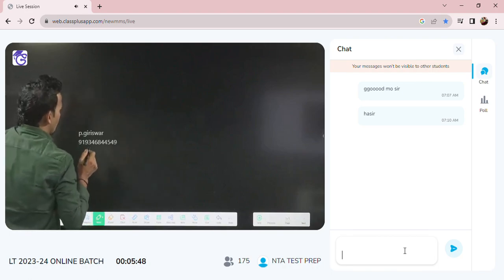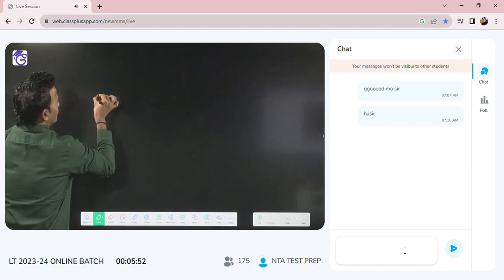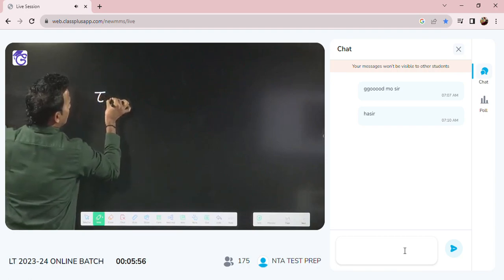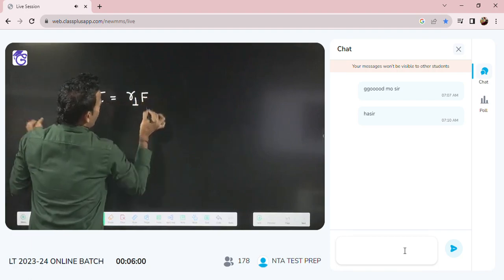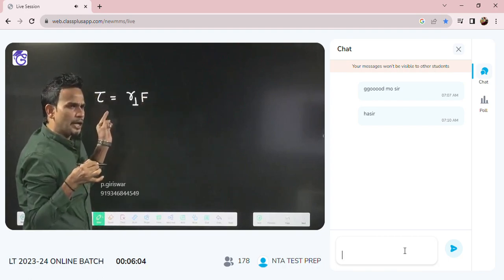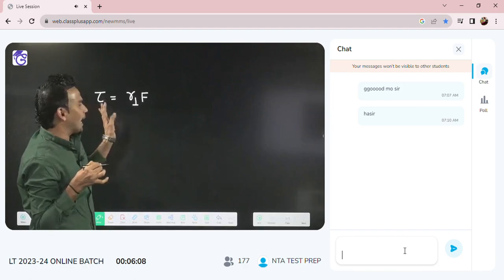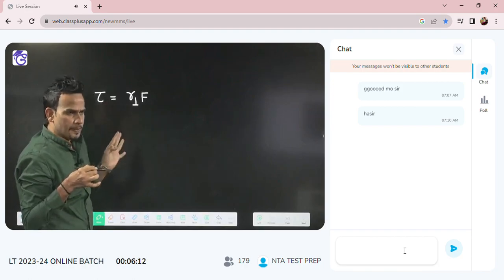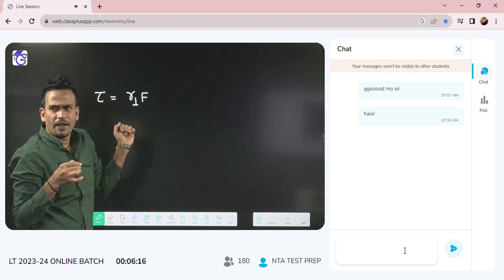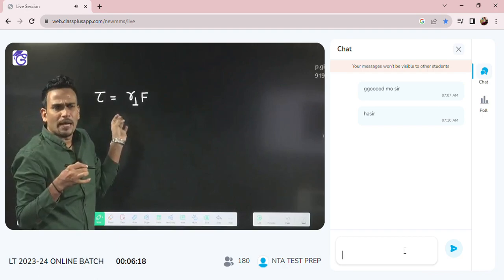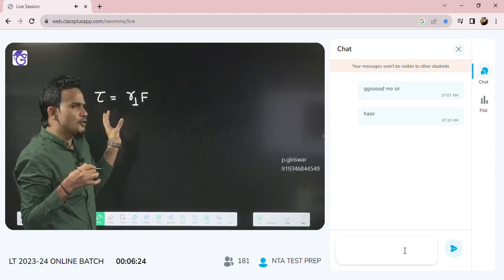So always remember, in second type of numerical, we have to calculate torque. We can calculate torque directly with the help of r perpendicular into f. And I told you this r perpendicular is the perpendicular distance of force from axis. So torque will be equal to r perpendicular into f. But here only torque will not be asked. It's not like that r perpendicular given, f is given, so directly you will multiply r perpendicular into f, you will get the value of torque. No. Here they will ask you something else.